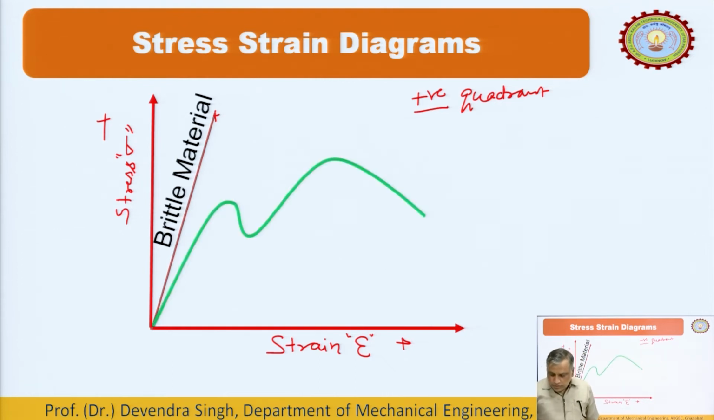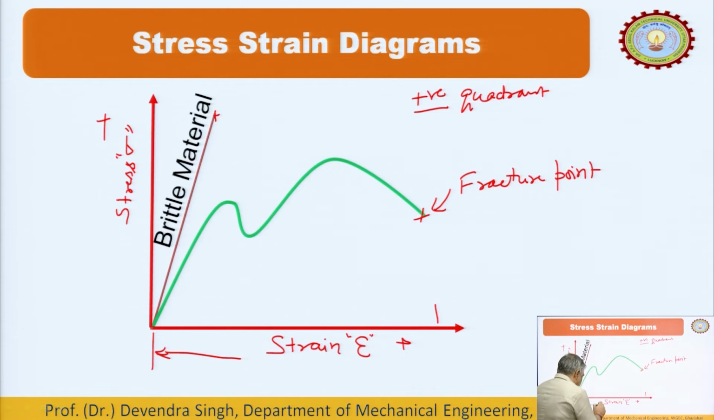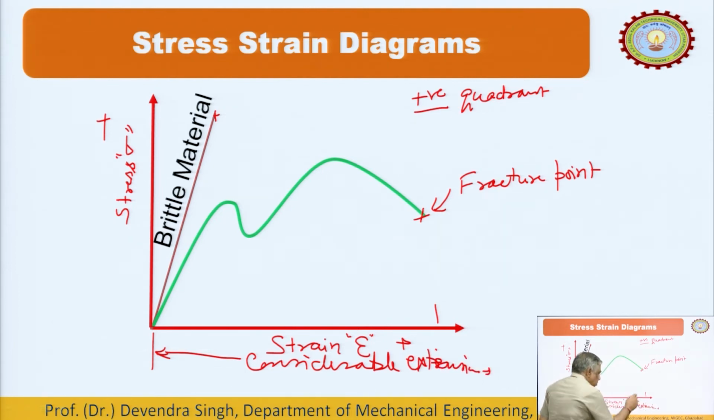Second, this one has significant elongation before fracture or physical failure. This is the fracture point. So, this is considerable elongation, considerable extension rate or strain, because this is strain.